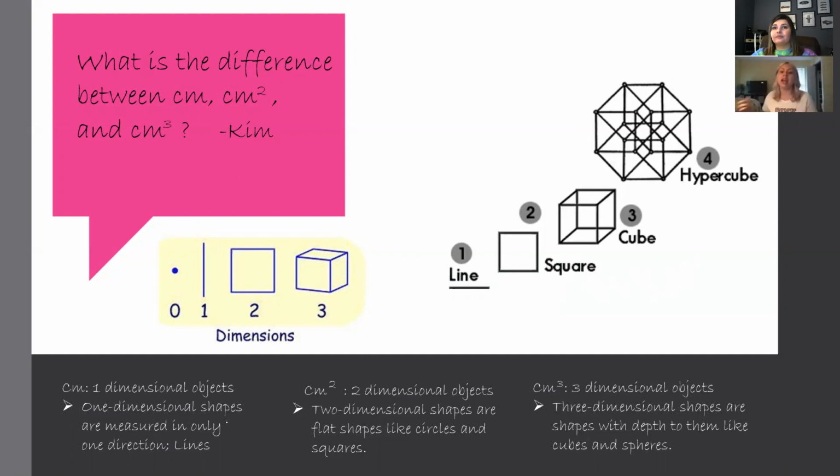You can look at my visual right there where I have the dimensions labeled 1, 2, 3, and 4, which I only went to 4, of course, to break it down a little. Centimeters cubed would be three-dimensional objects like cubes and spheres. And then we also have the hypercube, which I didn't explain, but that would be four-dimensional objects, which is very complicated looking, kind of scary. But it's pretty simple.